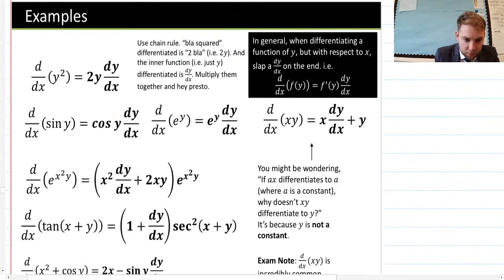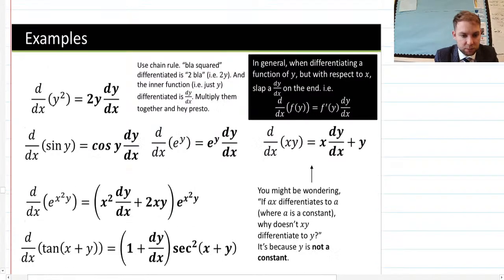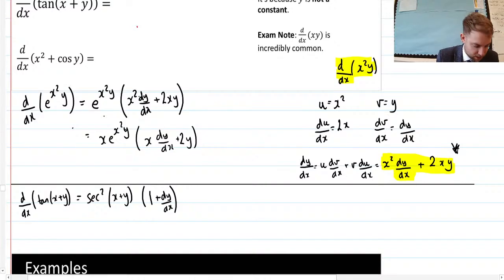I'm just going to check that one. I just want to make sure I've got it right. Yeah, there it is. Sec squared x plus y. Yeah, so next one.